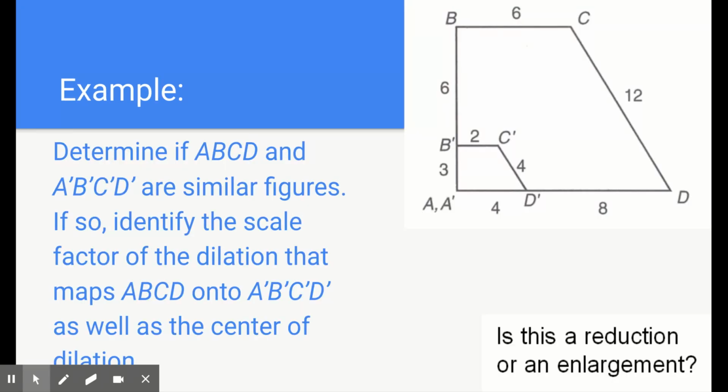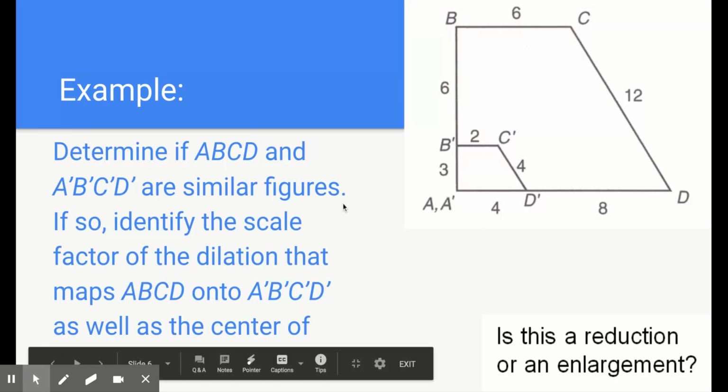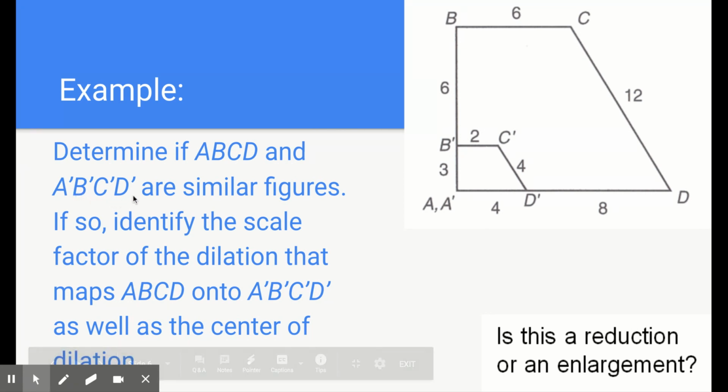So let's look at this example. To determine if ABCD and A apostrophe, B apostrophe, C apostrophe, D apostrophe are similar figures. So when you see these apostrophes, you know that this is going to be your new image and this is your old image, all right? If so, identify the scale factor of the dilation that maps ABCD onto A'B'C'D', as well as the center of dilation.